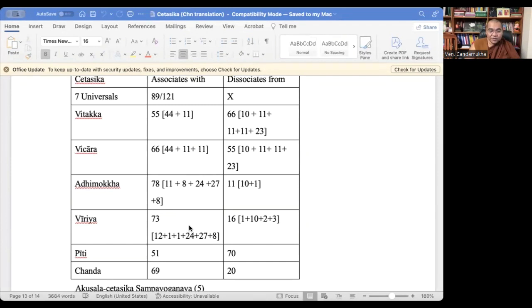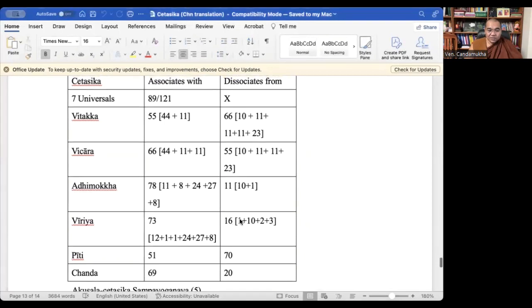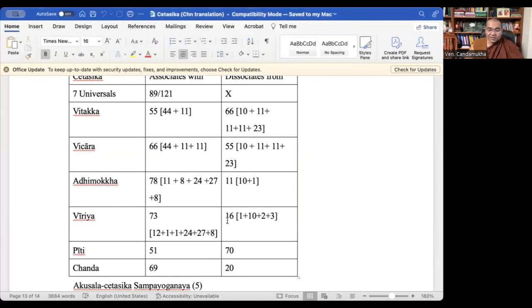And also we go to Viriya, effort. Okay, effort. We make an effort. So Viriya is a Cetasika that encourages, that supports other mental concomitants to be energetic. So Viriya Cetasika is associated with 73 consciousness, but it does not associate with 16 consciousness. So what are the 16?